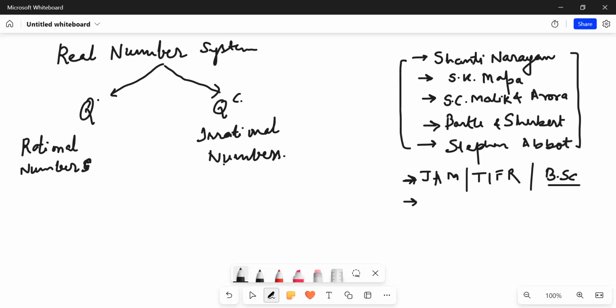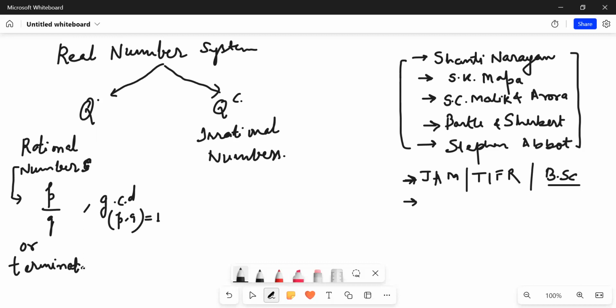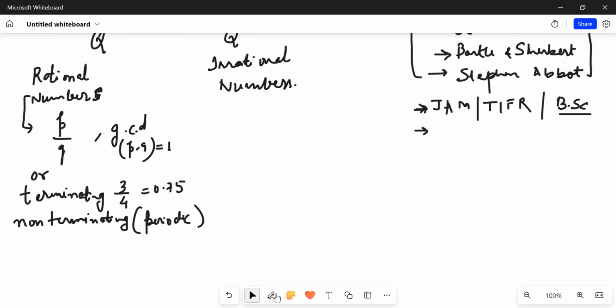Understand the fact that rational numbers are those numbers which can be expressed in the form of p over q, such that the GCD of p and q is 1. That is, we can reduce them to the lowest terms. When reduced to the lowest term, the GCD of p and q should come as 1. Or in terms of decimal representation, their decimal representation should be either terminating. For example, 3 over 4, the terminating decimal representation is 0.75. Or even if it is non-terminating, then it should be periodic. For example, 1 by 3 is 0.3333, and so on and so forth.